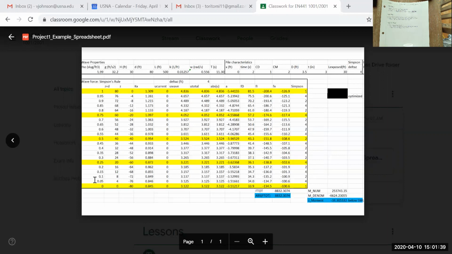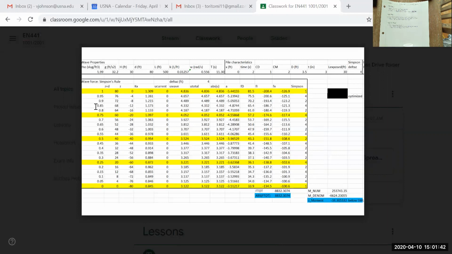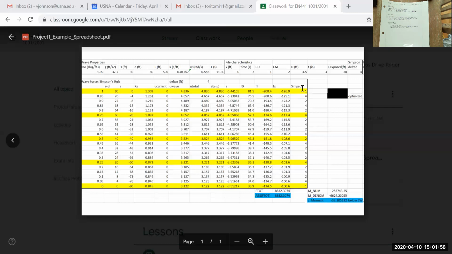And then I have a bunch of different depths. So the highlighted depths are the 5 depths that I used when I used Simpson's rule by hand when I did that hand sample calculation. So again, we're splitting it into 4 even segments. 20 feet is our delta Z. And we're going to calculate the total force.